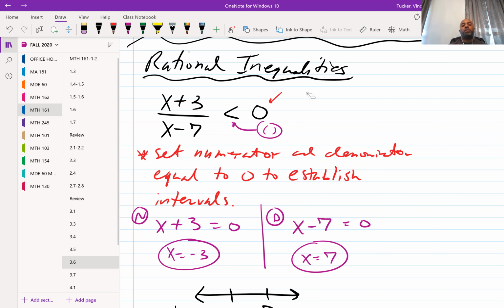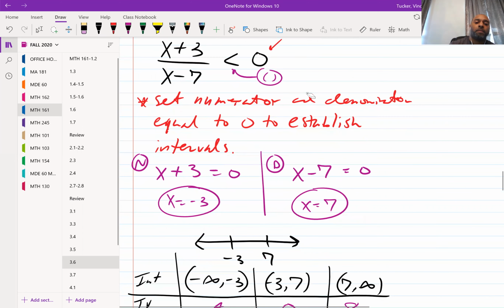We're going to set the numerator and denominator equal to 0 to establish our intervals, just like we did last session. So x plus 3 equal to 0 gives us negative 3. x minus 7 equal to 0 gives us positive 7. And those are our intervals.